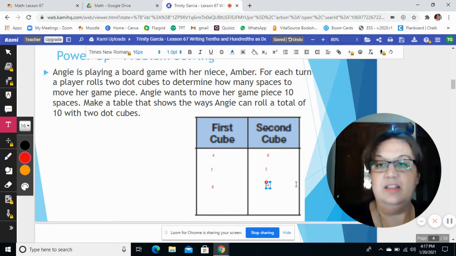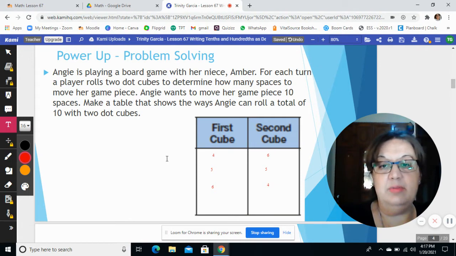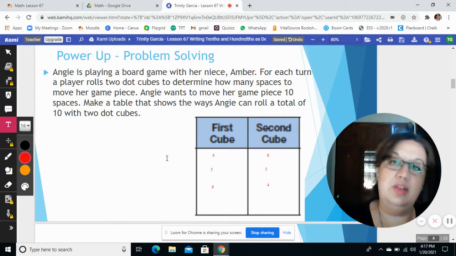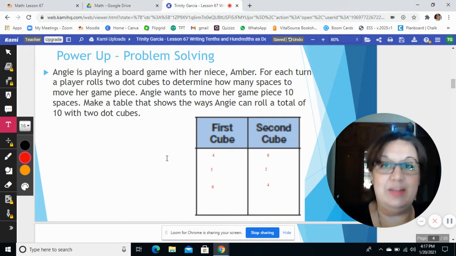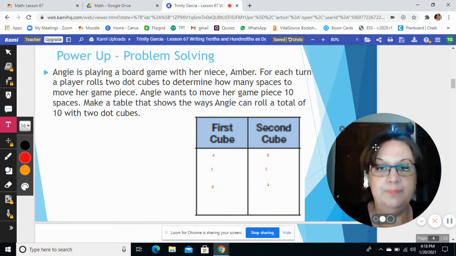All right. There are not any other options because if we rolled a 2, we would have to roll an 8, and there is no 8 on a die, right? It only goes up to 6. If we rolled a 1, we would have to roll a 9. Again, we couldn't do that. Okay, so we can rule out those numbers that we could not get a 10 if we were only using 2 die or 2 cubes. So there's our answer. 4, 6, 5, 5, 6, 4.